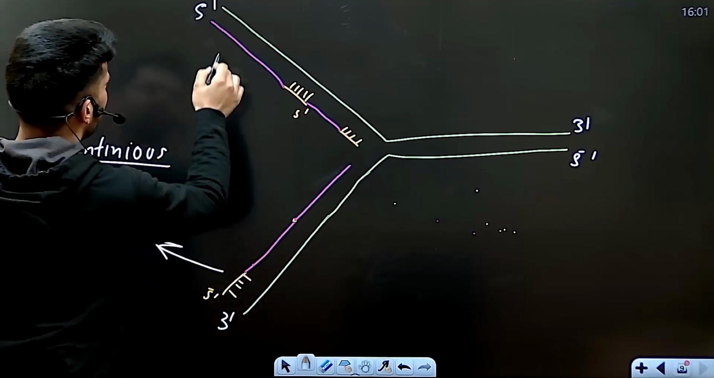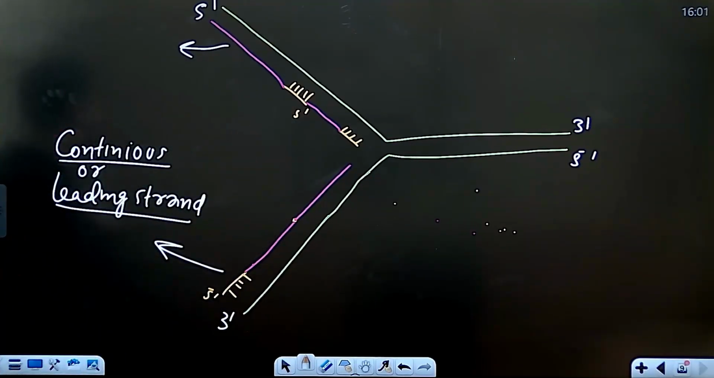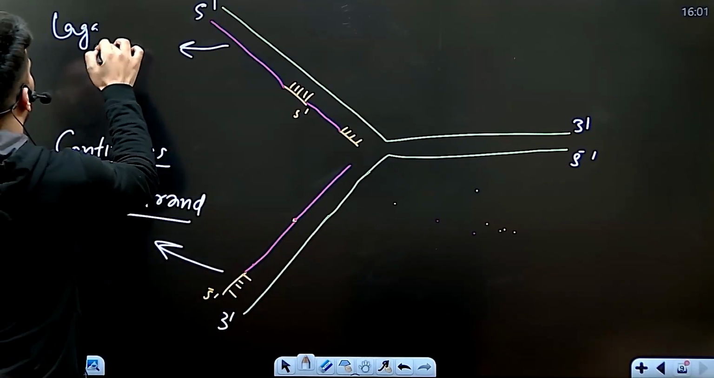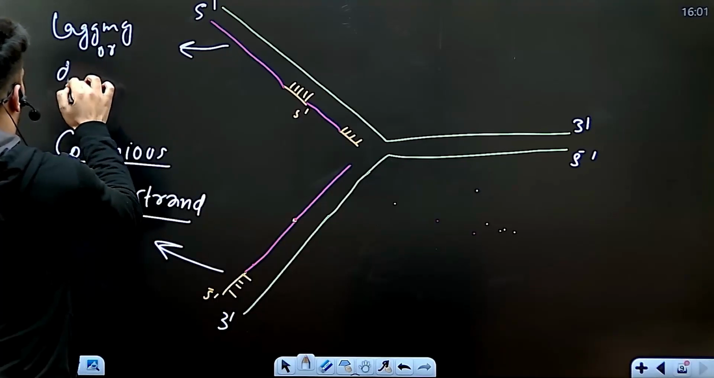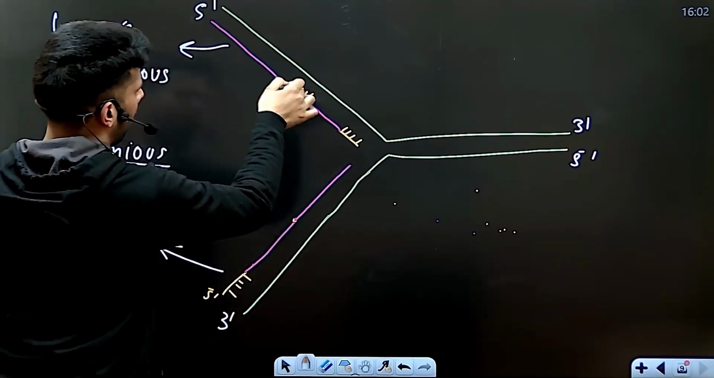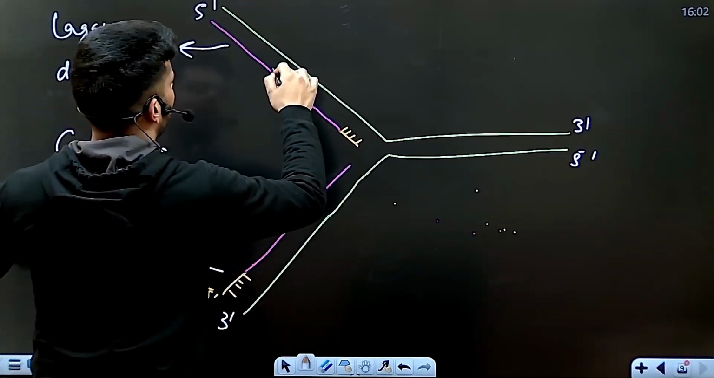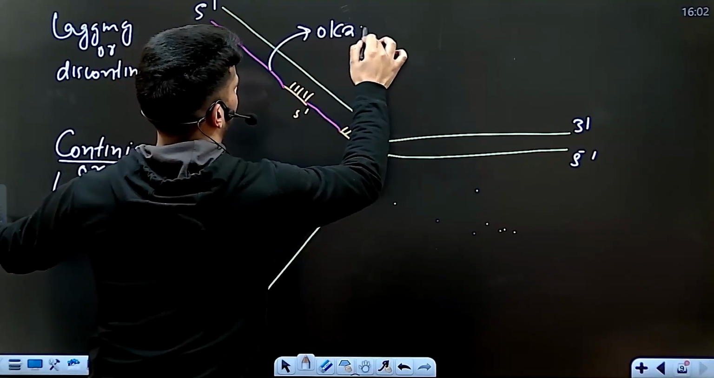But on this strand, DNA polymerization is occurring in the form of fragments. You have to synthesize new primers again and again. This is called the lagging strand or discontinuous strand. And these fragments of DNA polymerization, in which you have to synthesize another primer again and again, are called Okazaki fragments.